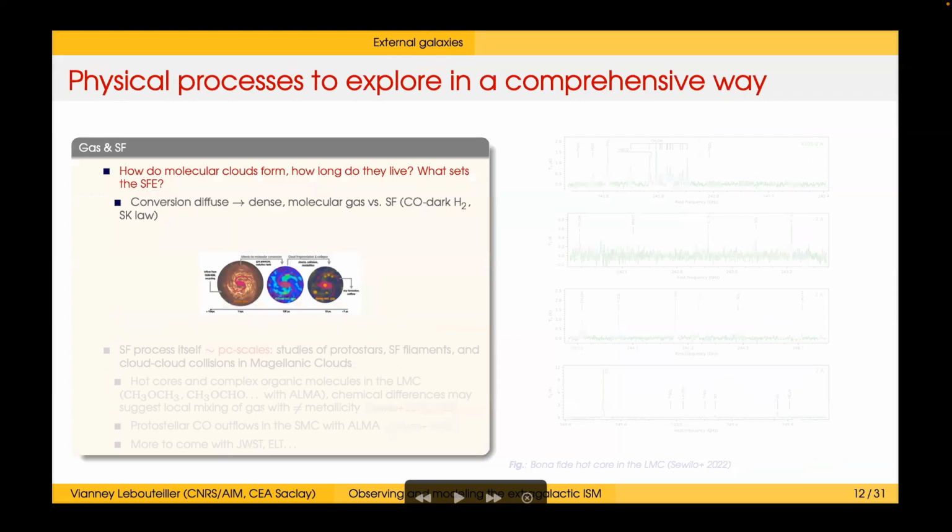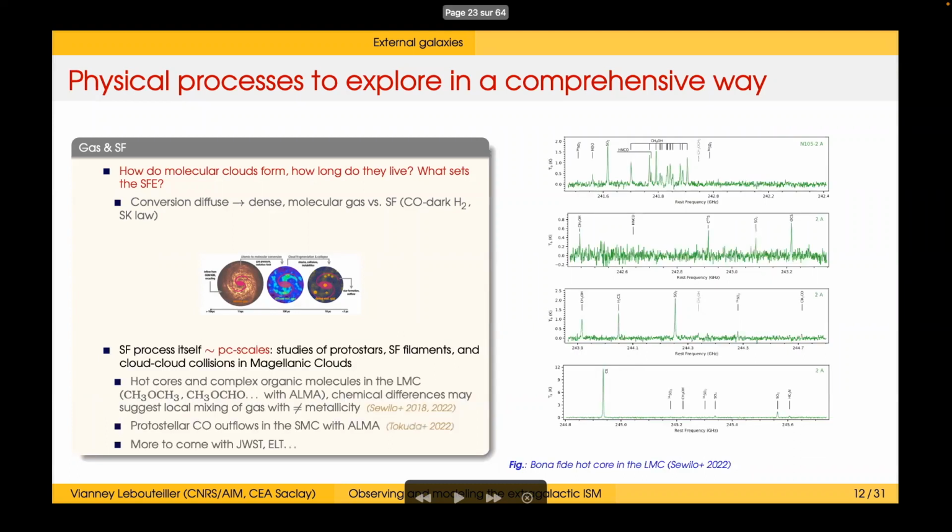Now, what physical processes can we explore in a comprehensive way in extragalactic observations? So I already mentioned molecular clouds. I will also talk about them a bit later for the conversion of the dense to molecular gas. The star formation process itself, I'm not going to talk much about it on parsec scale, so I'm just going to mention it very briefly. But you can turn to external galaxies to study protostars, star-forming filaments, or cloud-cloud collisions.